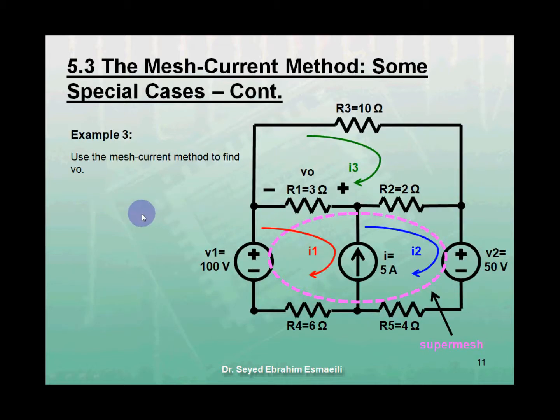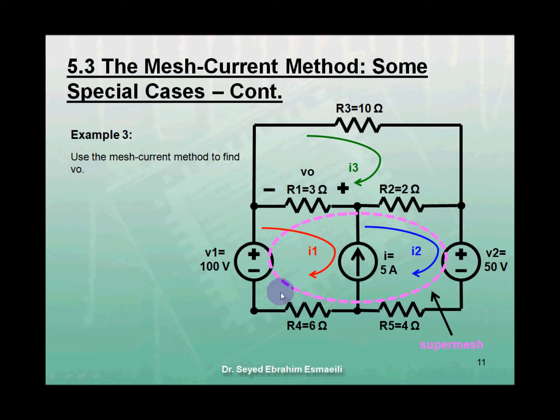In this example, we need to use the mesh current method to find V out across R1. We begin our solution by noting that we have three meshes: mesh 1, mesh 2, and mesh 3. We also observe that we have a current source in a branch shared between mesh 1 and mesh 2. In this case, we can neglect this branch and treat mesh 1 and mesh 2 as one super mesh.